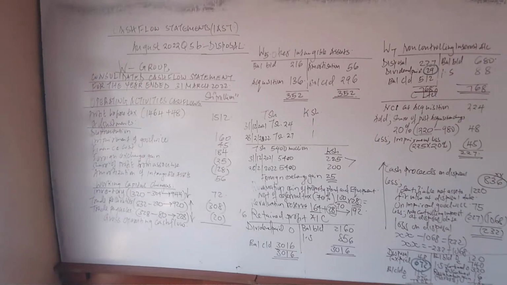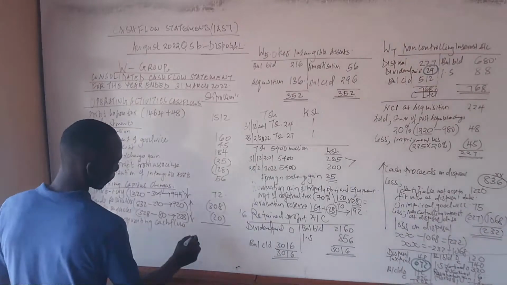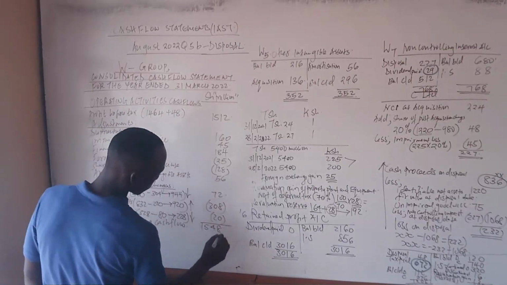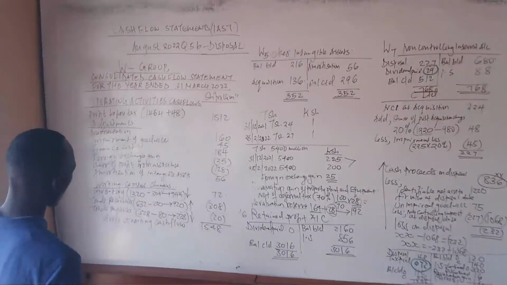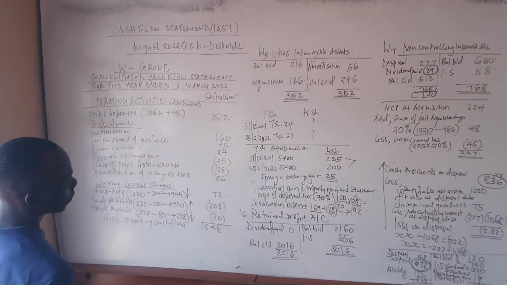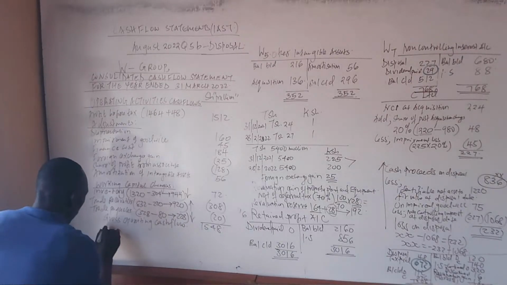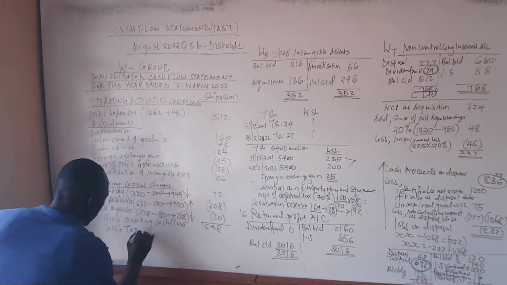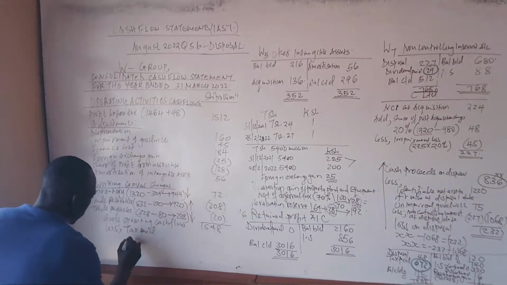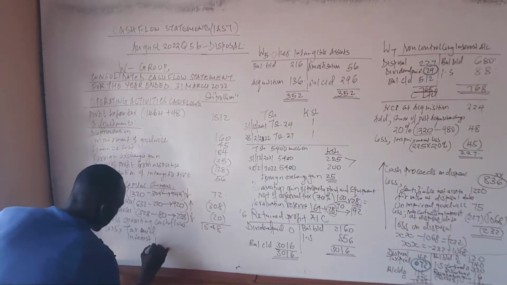Add again to be sure. We have gross operating of 1548. Then from there, what else do we have? We less tax paid. Then we have what else? Interest paid. Yeah, interest paid.